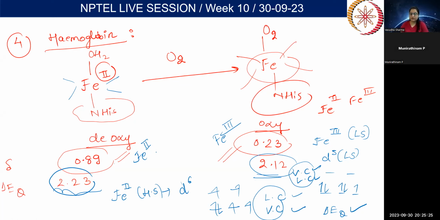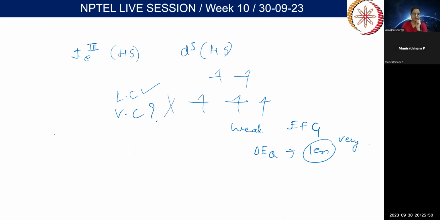Now, if you would think iron 3 is high spin, that would be having only one parameter to contribute. For example, only lattice contribution is there, no valence contribution is there. Then do you think that delta EQ value would be this much similar if it is iron 3 high spin? Say for example, here we are saying that in case of iron 3 high spin, only one parameter is there. Only this is there, valence contribution is not there.